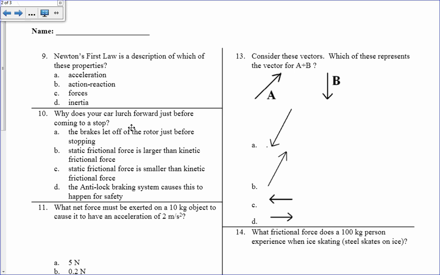Newton's first law is a description of which of these properties? Newton's first law is the law of inertia. It describes the inertia of objects. That is, objects with inertia tend to keep doing what they're doing. If they're at rest, they tend to stay at rest. If they're in motion, they tend to stay in motion. The car lurches forward. That's because you're changing from kinetic friction to static friction, and the static frictional force is larger than the kinetic frictional force.